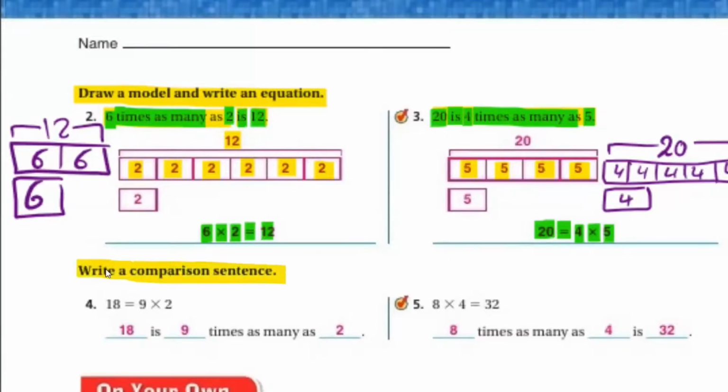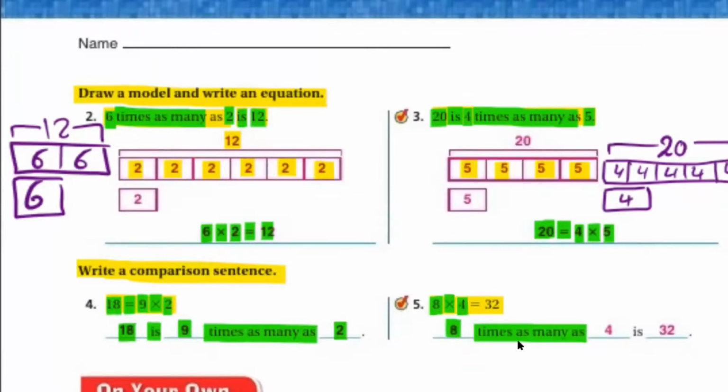Write a comparison sentence. Let's convert this equation to comparison sentence. Okay, first of all, we have 18, put it as the same, 12, let's translate it to is, 9, put it as the same, multiplied by, it will be times as many as, 2, put it as the same. It's very simple, okay? Let's move to the next one. Number 5 here, 8 multiplied by 4 equals 32. So we have here 8, put it as the same, multiplied by, it will be times as many as, 4, put it as the same, equals, will be is, 32, put it as the same.